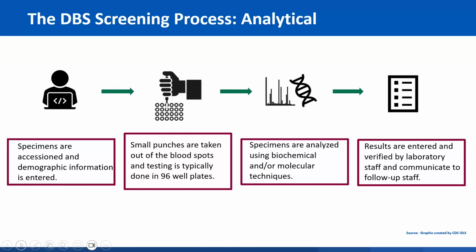Once samples are received, we can look at the components of the analytical process. Specimens are accessioned, demographic information is collected. Depending on the test, blood from small punches can be extracted into 96-well plates. The blood that's extracted or the punches, these are analyzed either on biochemical or molecular testing platforms, and the results are reviewed, assessed, and this information, the interpretation, is then sent on to the follow-up step.